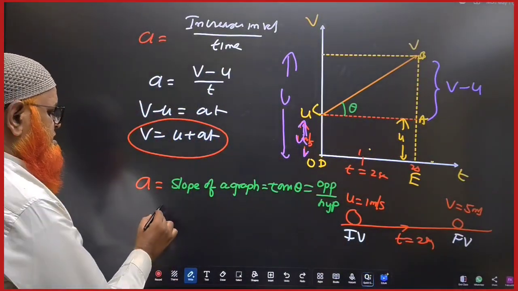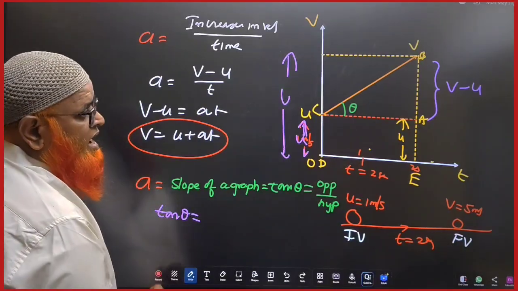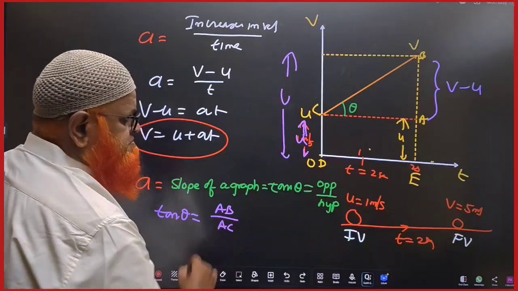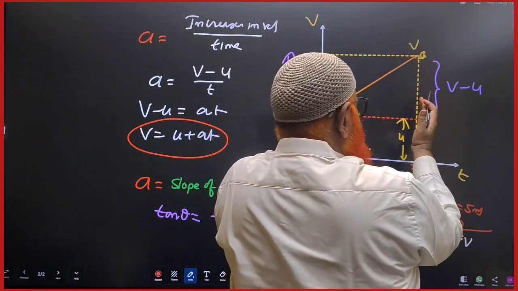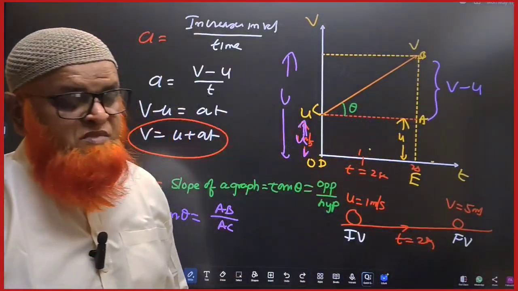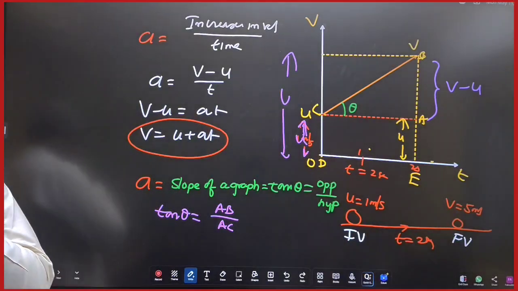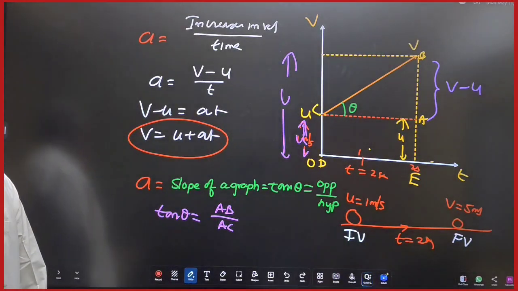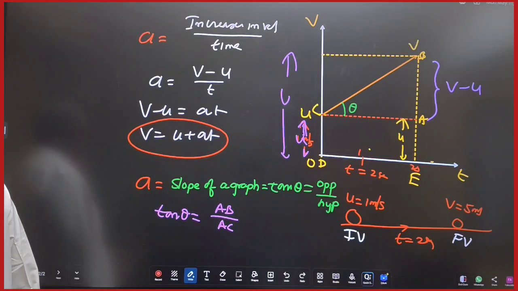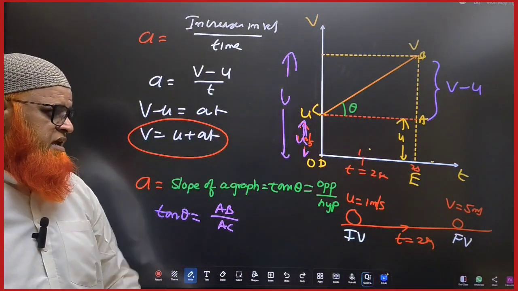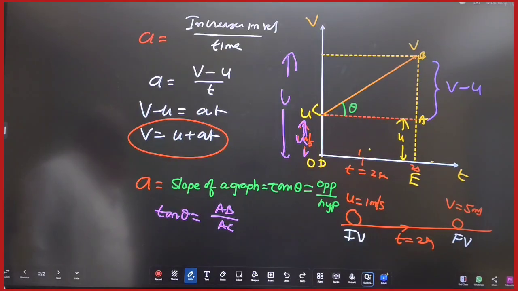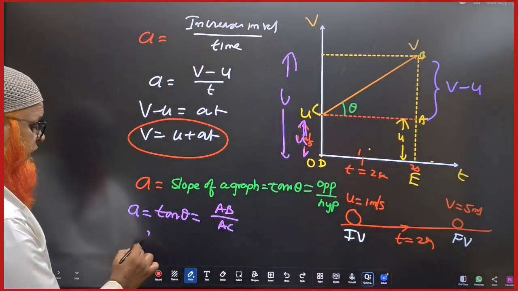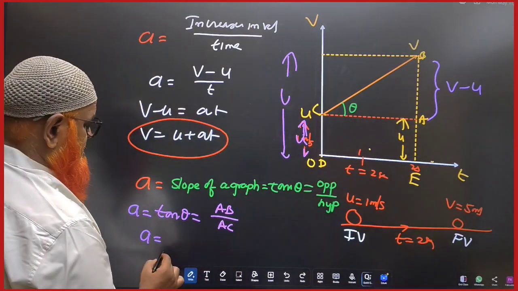Okay, so here tan theta is nothing but opposite side. Opposite side is nothing but AB, and adjacent side is nothing but AC. That is going to be the slope. Okay, in mathematics, slope means nothing but tan theta. Tan theta is nothing but opposite side by adjacent side here, isn't it? Okay, AB by AC. So what is this tan theta going to give you? Acceleration. So acceleration is nothing but here.